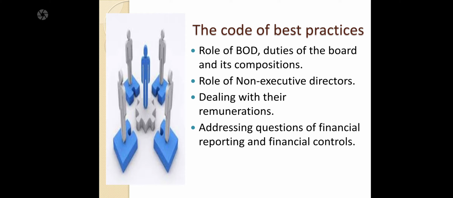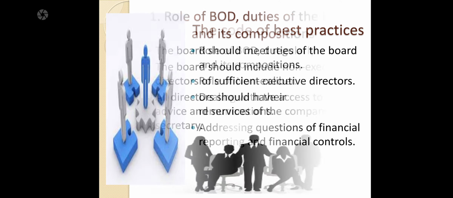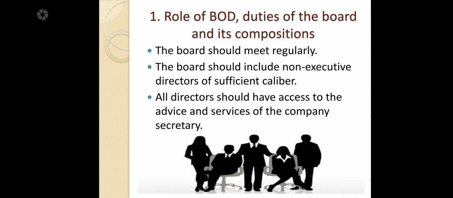So this committee says that if you want to maintain good governance systems in your organization, these are the four best practices that every organization should follow: the role of the board of directors, the role of non-executive directors, their remuneration, and addressing questions related to financial reporting and financial controls. Then we'll discuss in detail how these best practices work.